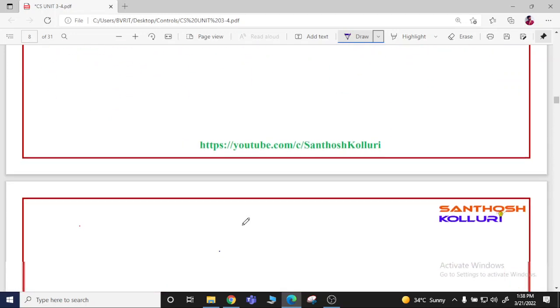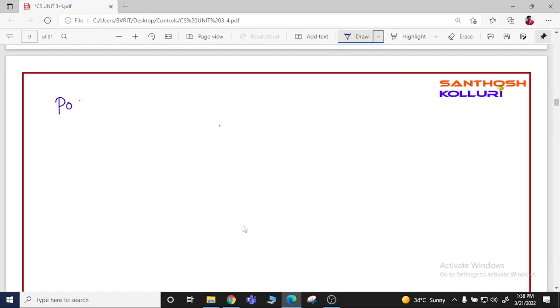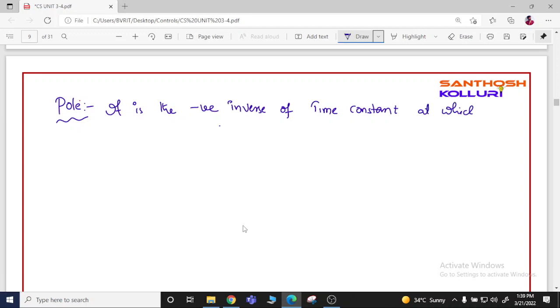So let us define pole. It is the negative inverse of the time constant at which the magnitude of the transfer function is infinity. This is called the pole of a transfer function.